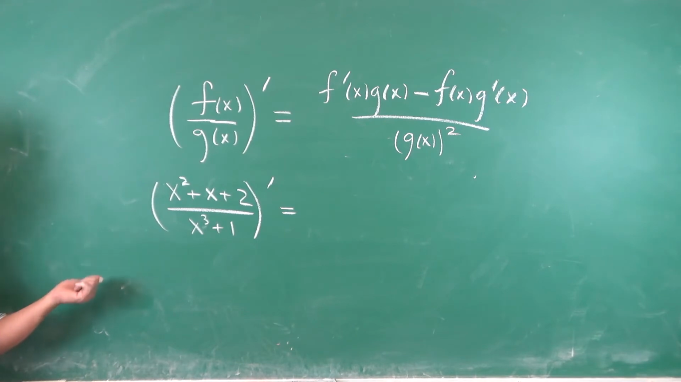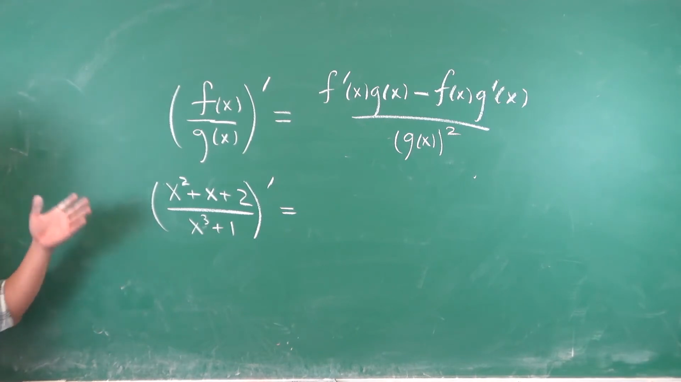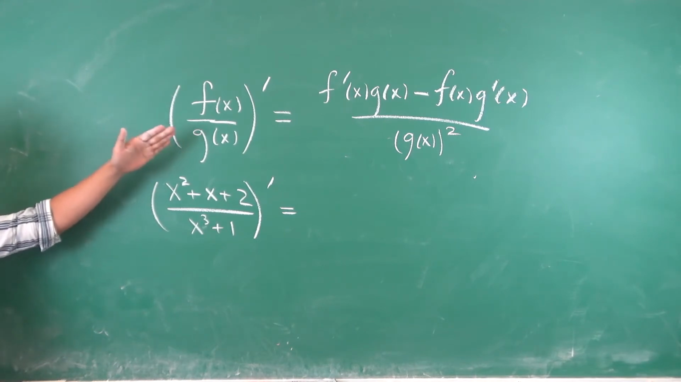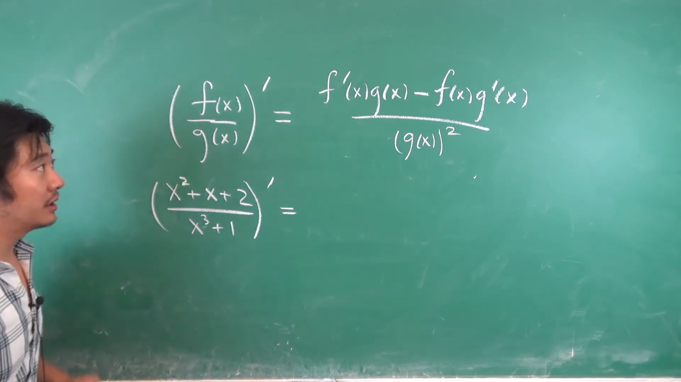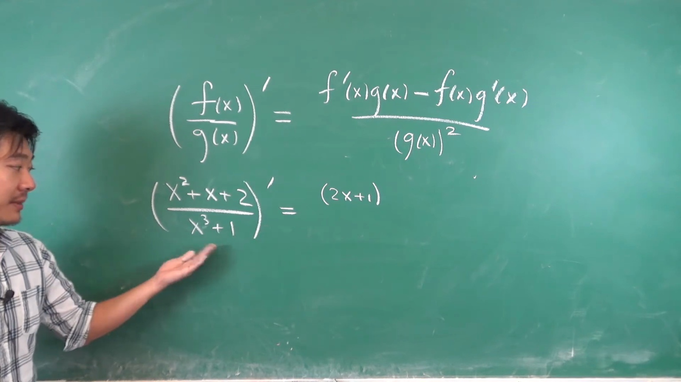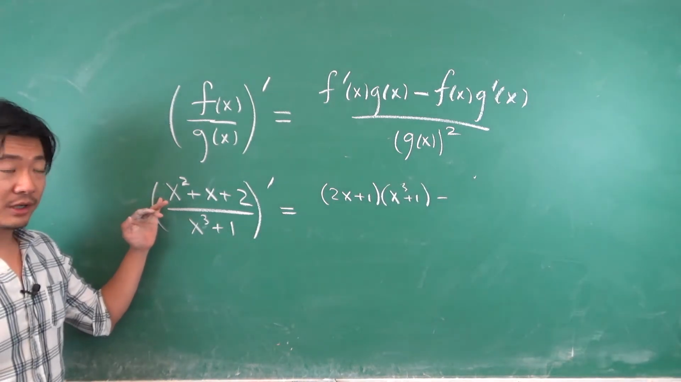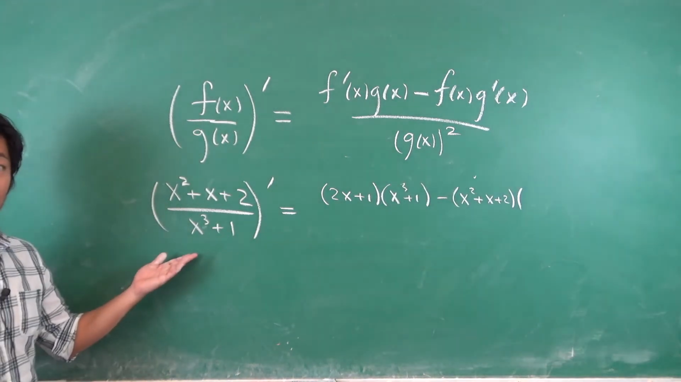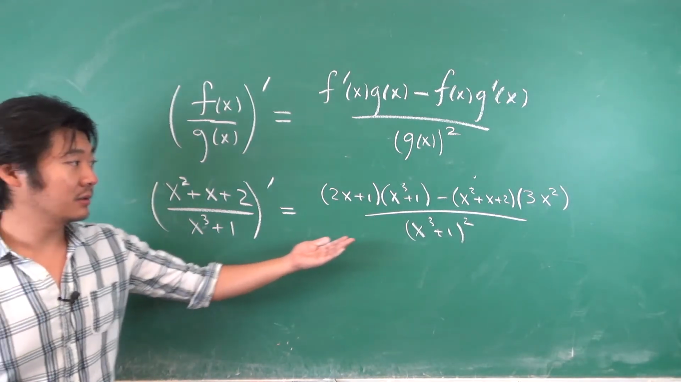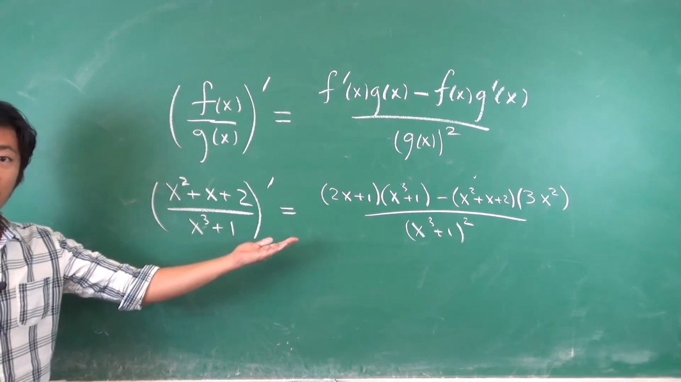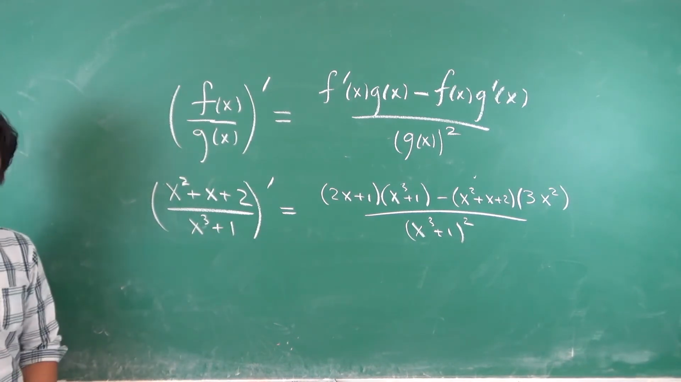If we want to take the derivative of this rational function, we plug into the quotient rule so that the derivative of x squared plus x plus 2 is 2x plus 1 times x cubed plus 1 minus the numerator x squared plus x plus 2 times the derivative, which is just 3x squared, divided by the denominator squared. And so this will be our derivative. Let's do one more example.